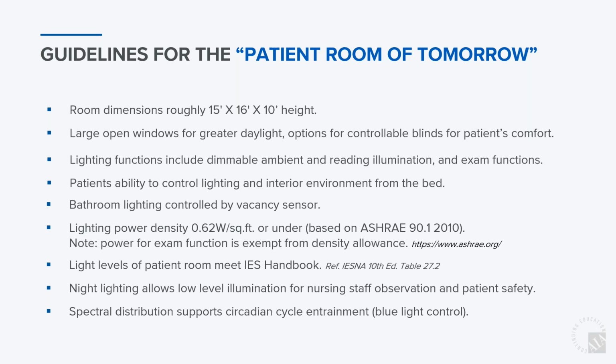Lighting functions include dimmable, ambient, reading illumination, and exam functions. Patient's ability to control lighting and interior environment from the bed. Bathroom lighting controlled by vacancy sensor. We all want to see when we get up and walk to the bathroom. Your lighting power density is 0.62 watts a square foot or under. And this obviously does not apply to the exam function, because when the doctor walks in, he's just going to blast you with light. Light levels of the patient room meet the AIA handbook. Night lighting allows low-level illumination for nursing staff, observation, and patient safety. Spectral distribution supports circadian cycle entrainment.